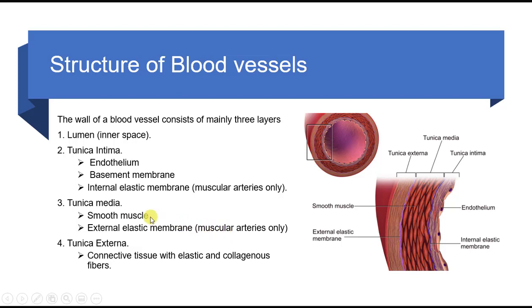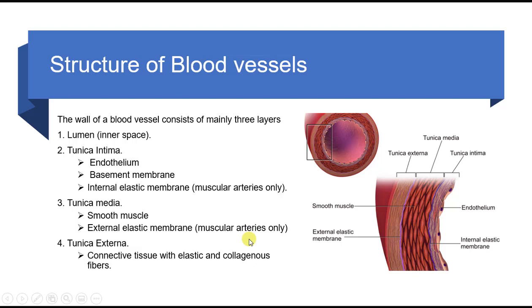The smooth muscle is basically an involuntary muscle or non-striated muscle that is also present in the walls of many hollow organs, and it contracts and gives a little bit of structure to the blood vessel. The external elastic membrane is responsible for the same function as the internal elastic membrane, but is present in the tunica media, the middle layer of the blood vessel.